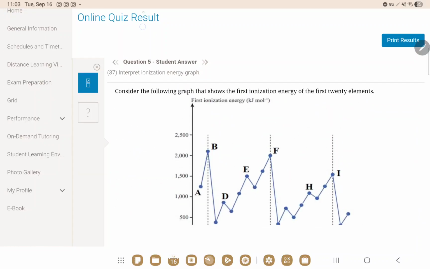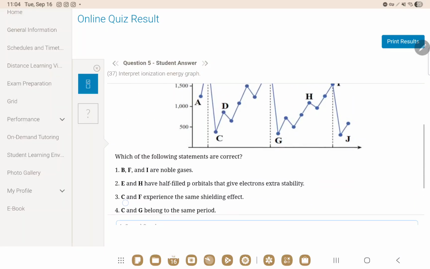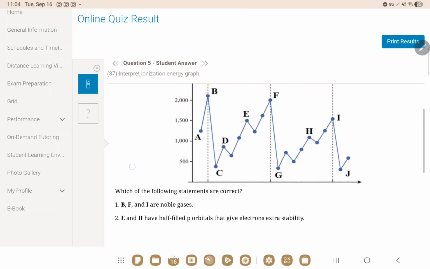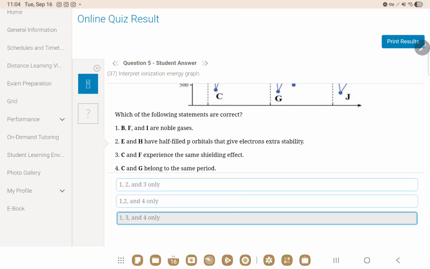So here are your first 20 elements. B, F, and I are noble gases. You could just circle them and then count. B is the second one, which is helium. This is neon, and this is 18th, which is argon. All three of these are noble gases, so yes.